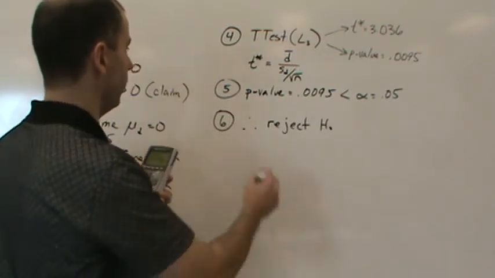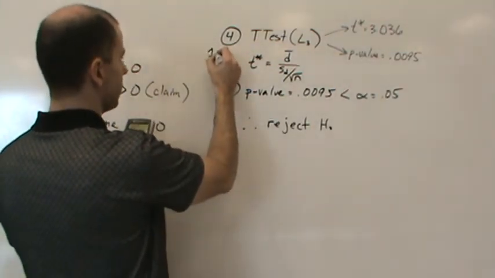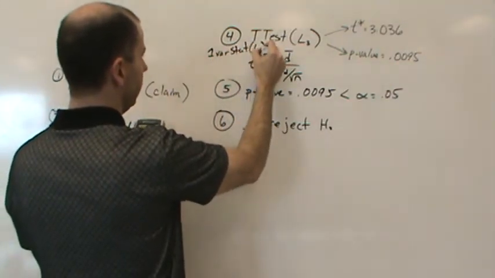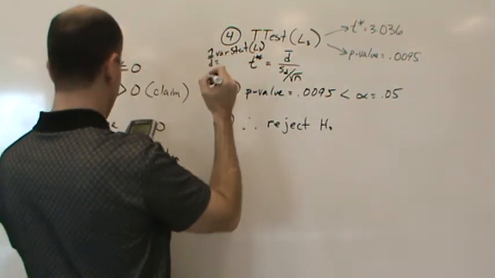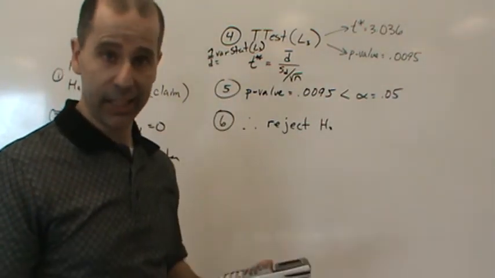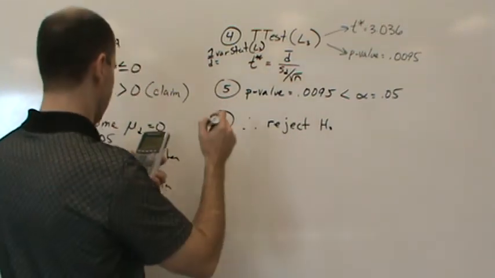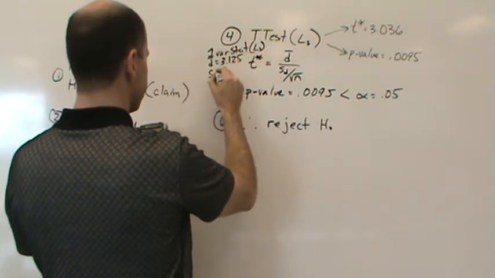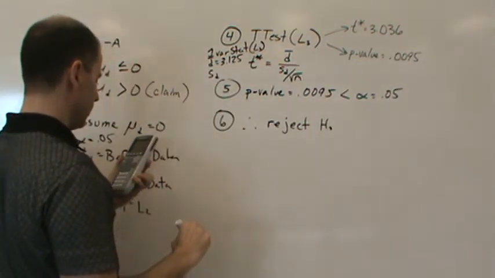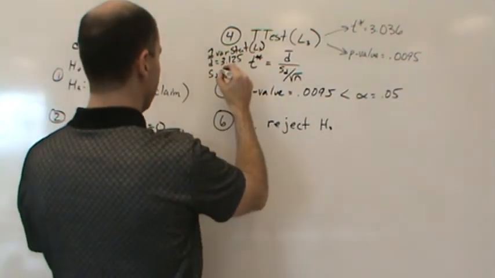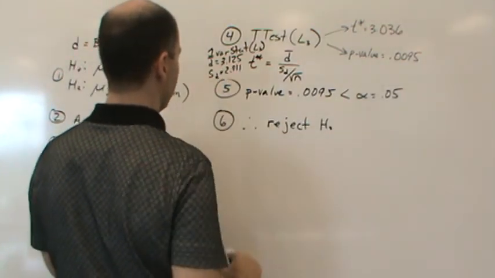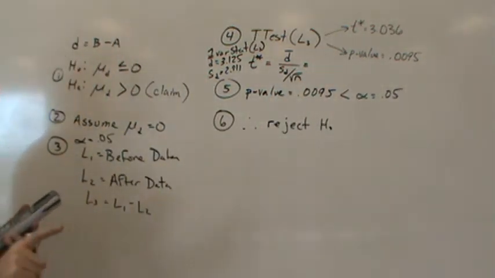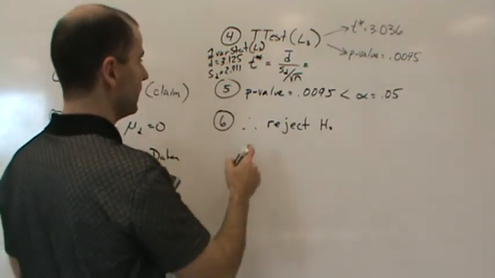Now, guess what d bar is? 1 var stats on L3 gives me a d bar of, now on the calculator it'll say x bar, but realize it's d bar. So it's 3.125, and my S sub d is 2.911. Now, all I'm going to do is plug this in here. What's my n? N is the number of pairs, which is 8. So n is equal to 8.